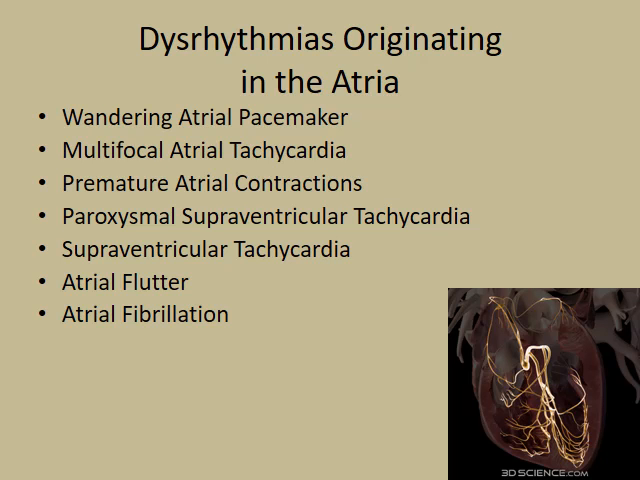The last video took care of the sinus family and dysrhythmias associated with the SA node, and this presentation is on atrial dysrhythmias. Today we'll talk about the 7 dysrhythmias in the atria: the wandering pacemaker, multifocal atrial tachycardia, or MAT, atrial tachycardia, premature atrial contractions, PSVT, Atrial Fib, and A-Flutter.